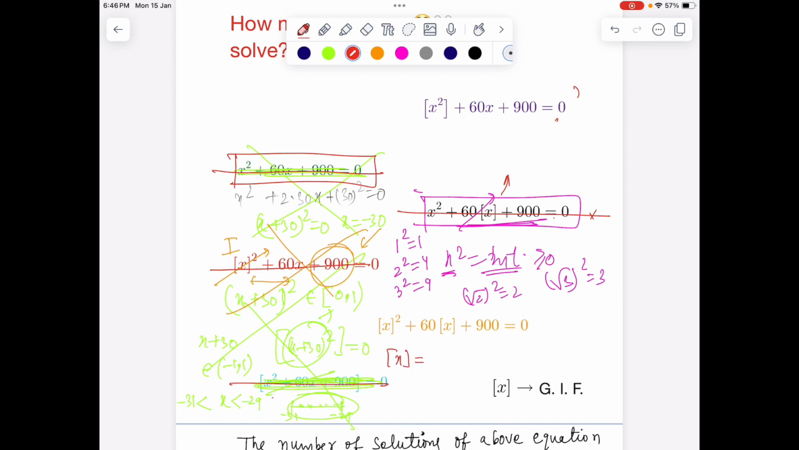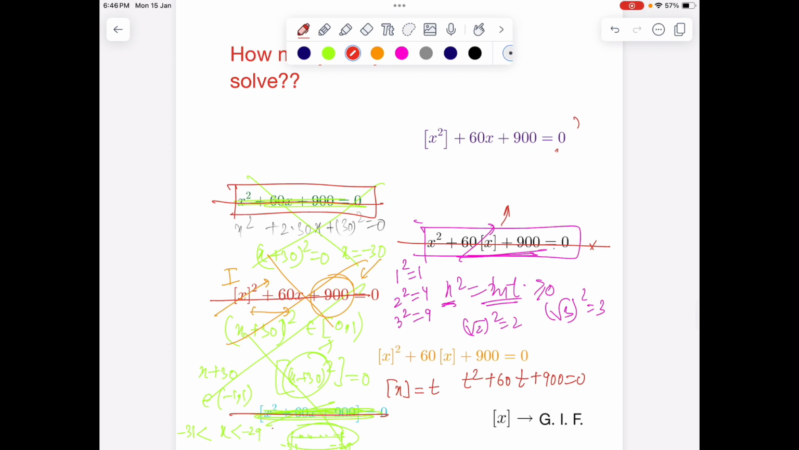We have missed it because greatest x, if I take it as t, is just a quadratic. t square plus 60t plus 900 equals 0, right? That gives t equals minus 30. It means greatest x equals minus 30. So how many values of x are there? Well, minus 30 will work. What about minus 29? That will not work. Minus 31, that will not work, right?